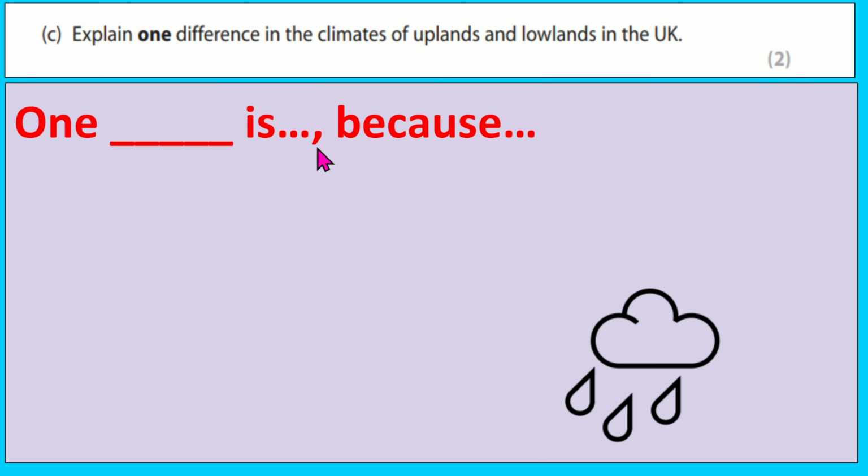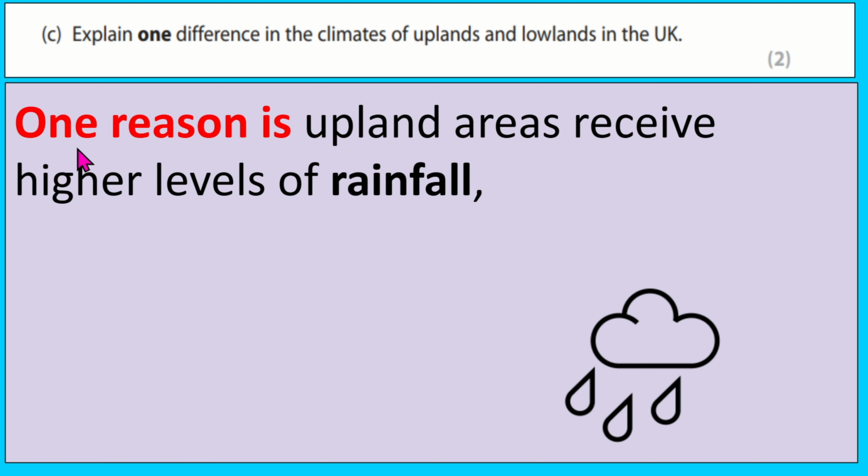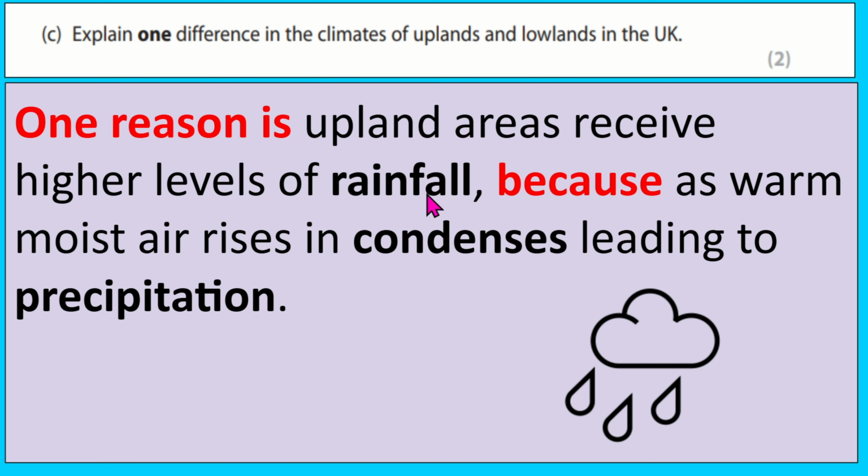Okay. So structure is going to be one blank is because. It could be one difference or one reason. I think I've gone for reason, but actually I think maybe difference would be better. So one reason is upland areas receive higher levels of rainfall. Okay, fine, that's our point. So it's all about more rainfall in upland areas because as warm, moist air rises, it condenses, leading to precipitation.